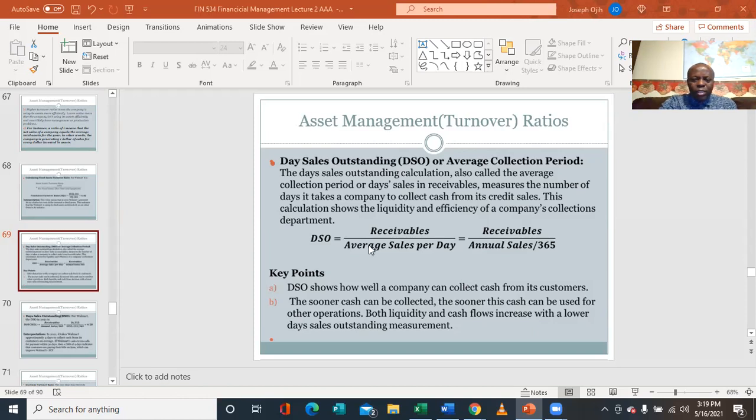So the days sales outstanding formula is receivables divided by average sales per day. We have 365 days in a year, so we have receivables divided by annual sales times 365 days in a year. So let us calculate this for Walmart. I'm going to take you to the spreadsheet again.